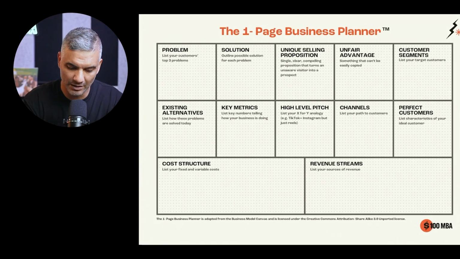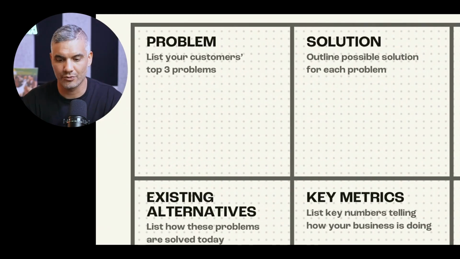So we want to talk about what problems your business will solve, right? List the top 3 problems you think that your customers are going through or facing that your business can help them with. So let's zoom in here and let's go through it. I'm going to just give you all the answers that we gave to this one-page business planner when we got started over 10 years ago. So let's list the top 3 problems.